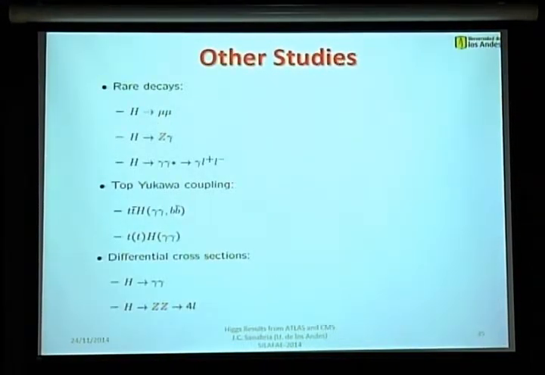Other studies: rare decays, Higgs going to mu mu, Higgs going to Z gamma, Higgs going into two gammas, but one of them is virtual and radiates off a pair of leptons. Yukawa couplings, and the first measurements of differential cross sections. Just a little propaganda. This channel I won't present here. In the case of the leptons being muons, it will be presented by our student this afternoon. Her PhD thesis is on this particular channel.